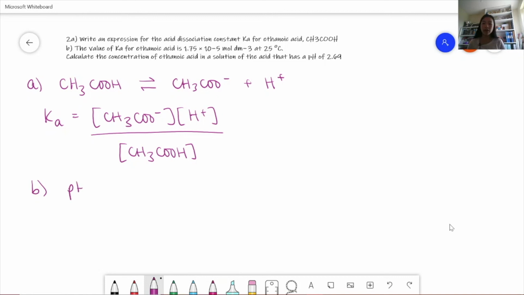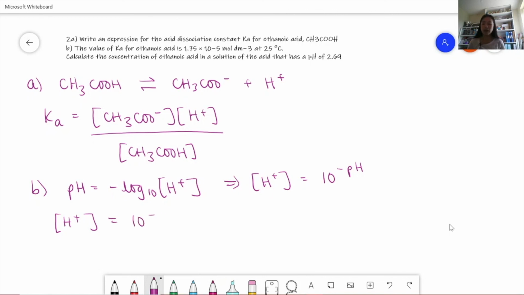So we have pH is equal to minus log to the base 10 of the concentration of H plus ions. And so in order to find the concentration of H plus ions, we need to rearrange this equation. And so we get the concentration of H plus ions is equal to 10 to the power of minus pH. And so for this experiment, we have the concentration of H plus is equal to 10 to the power of minus 2.69, and this is equal to 2.042 times 10 to the minus 3 moles per decimeter cubed.